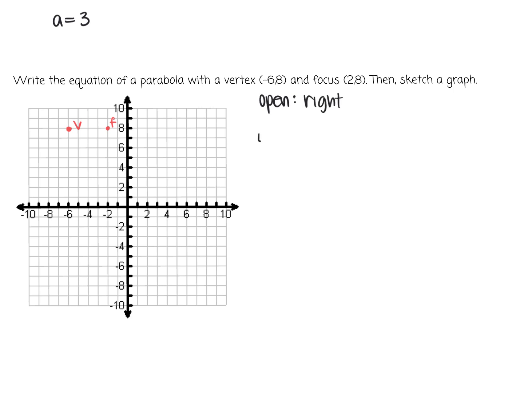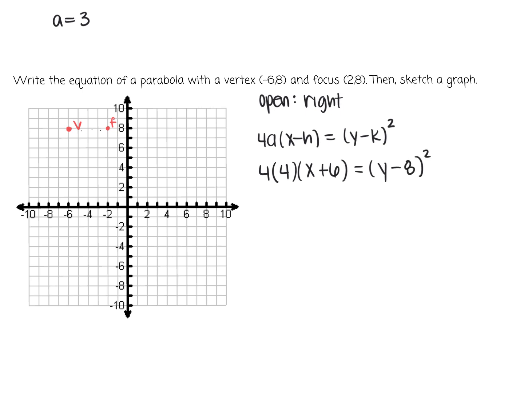So that tells me I'm going to use the equation 4a(x minus h) equals (y minus k) squared. So now I'm going to plug in a and then my vertex (h, k). So the distance from my vertex to my focus is 1, 2, 3, 4. Then it's going to be x plus 6, because I do the opposite of my x value, and then y minus 8 squared. And then 4 times 4 is 16, so 16(x plus 6) equals (y minus 8) squared.